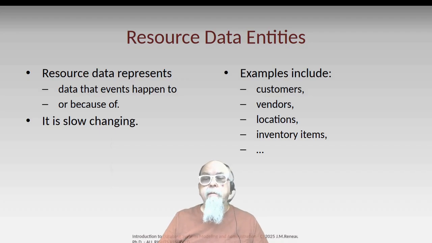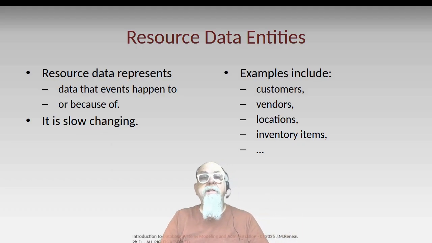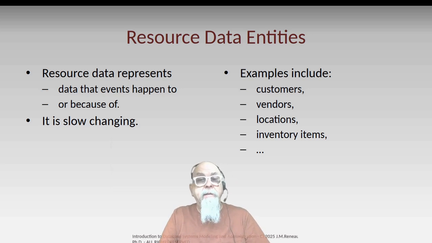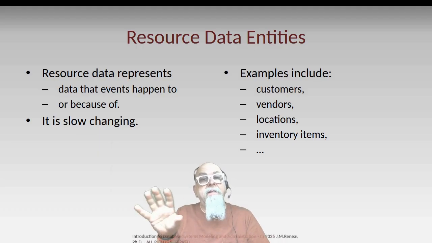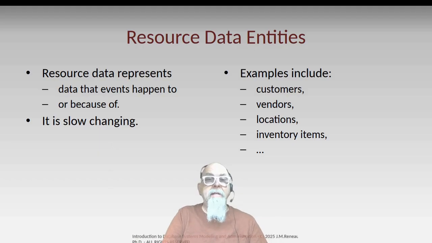So I spoke briefly about resource entities. Let's look at some example resource entities. Resource data represents data that events happen to, things that events happen to. A customer buys something, an item is received or sold. An employee is hired, fired, gets a paycheck. Those are all kinds of events that happen, or transactions that happen to an entity.